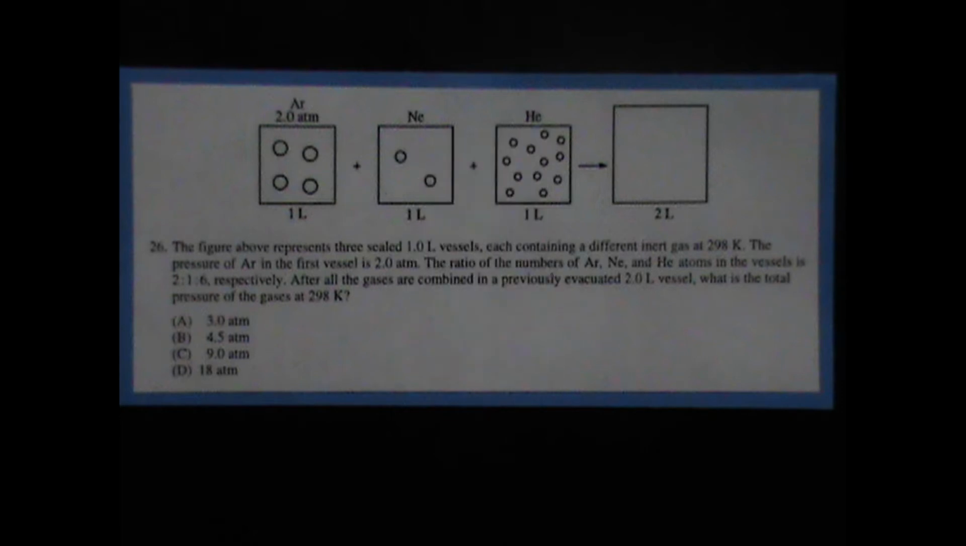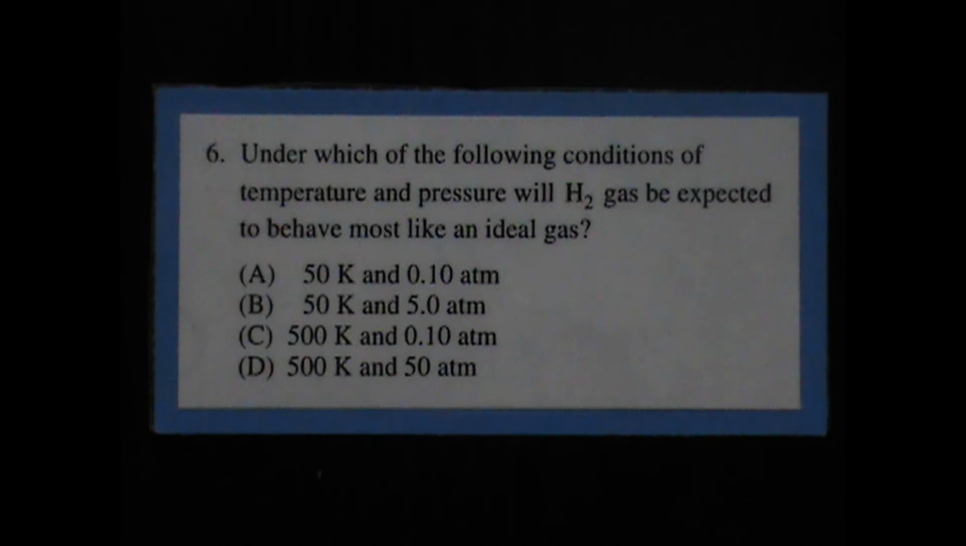In this problem, you have to infer that the ratio they give you for the atoms is equal to the ratio of the pressures for each 1-liter container. But you also have to realize that in the final container, the volume has increased to 2 liters. So after adding up all the pressures, you have to divide by 2. 2 plus 1 plus 6 would be 9, divided by 2 is 4.5. Answer is B.